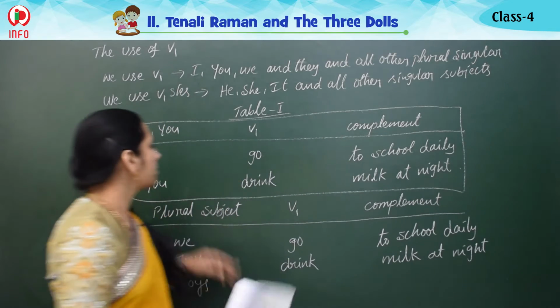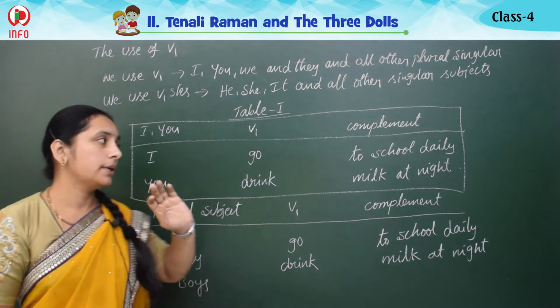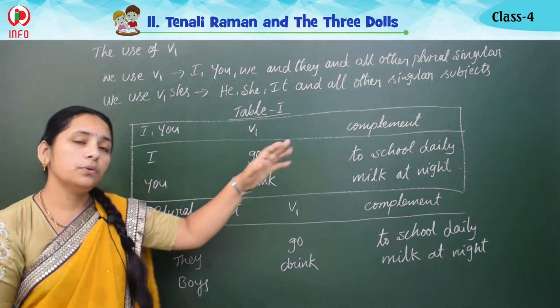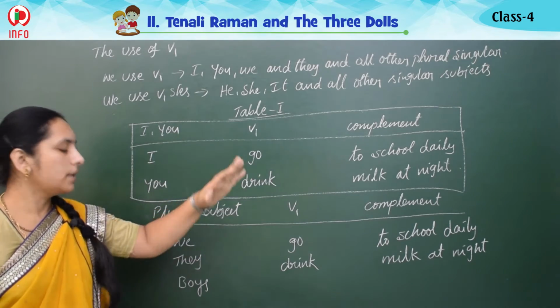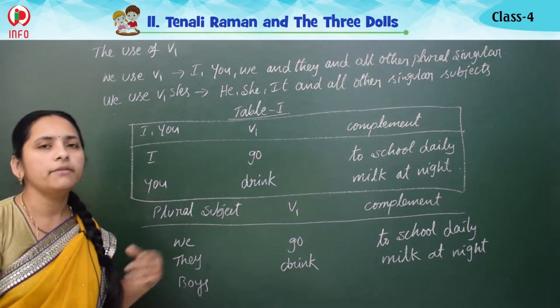"I" and "we" are also the same. Here you can write: I go to school daily. You go to school daily. We go to school daily. They go to school daily. Boys go to school daily. So for all of them we use only V1.